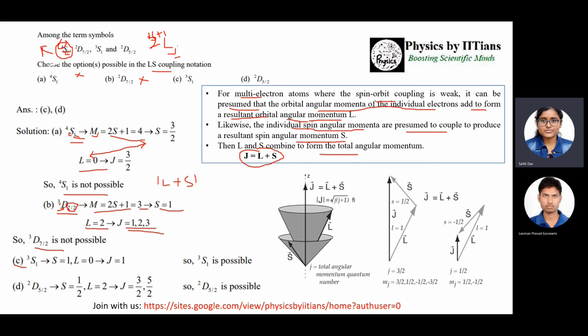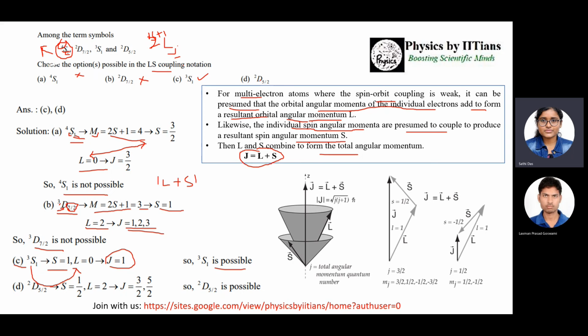Let's look similarly at option C, that is 3S1. So here S is 2S plus 1 value, multiplicity is 3, so S value is 1. Since it is an S state, L equals 0. And for L equals 0 and S equals 1, J is equal to 1. So the value 3S1 is possible. So option C is correct.